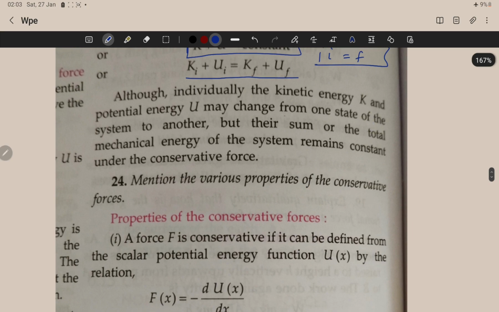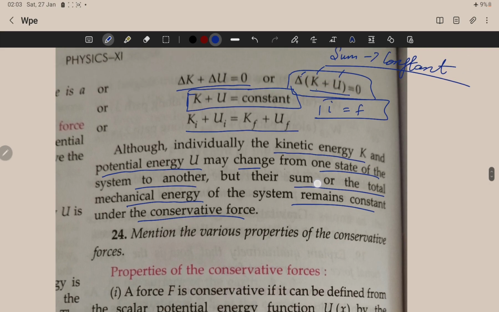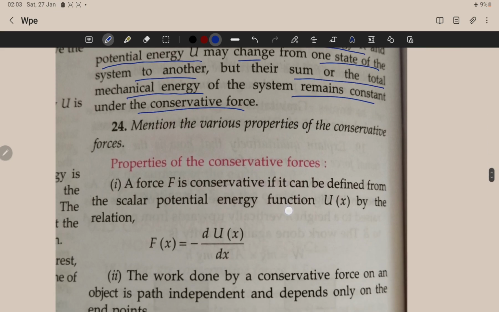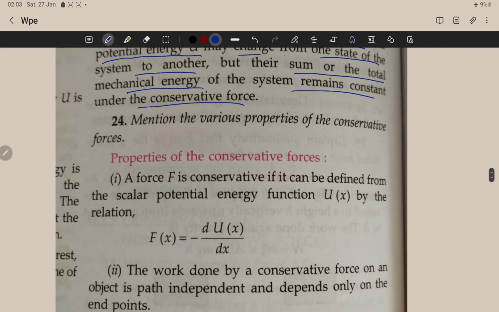Now what is written? Although individually the kinetic energy and the potential energy U may change from one state of the system to another, their sum, the total mechanical energy of the system, remains constant under the conservative force. Their sum is called the mechanical energy, and it will always remain constant under the conservative force. Remember our assumption that the force is conservative.